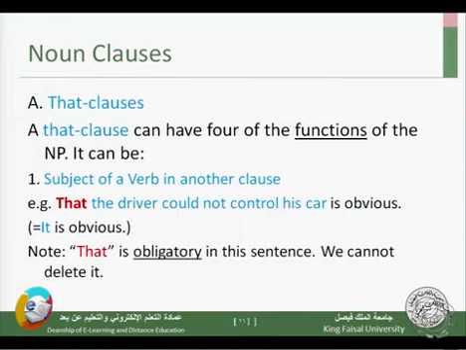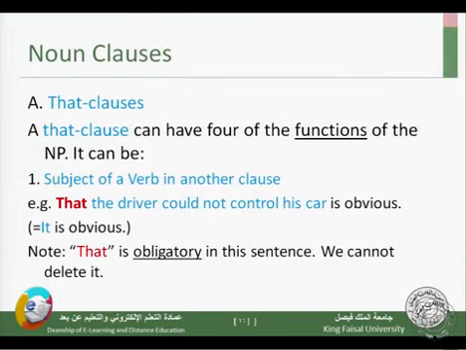So, that the driver could not control his car is obvious. This is a subordinate clause. You notice we can take out the whole subordinate clause and replace it with the pronoun it. So that the driver could not control his car is obvious. We can say it is obvious, or this thing is obvious. This subordinate clause is the subject. So that the driver could not control his car is the subject, and then is is the verb to be, and obvious is the complement. So the subordinate clause in this sentence is the subject.